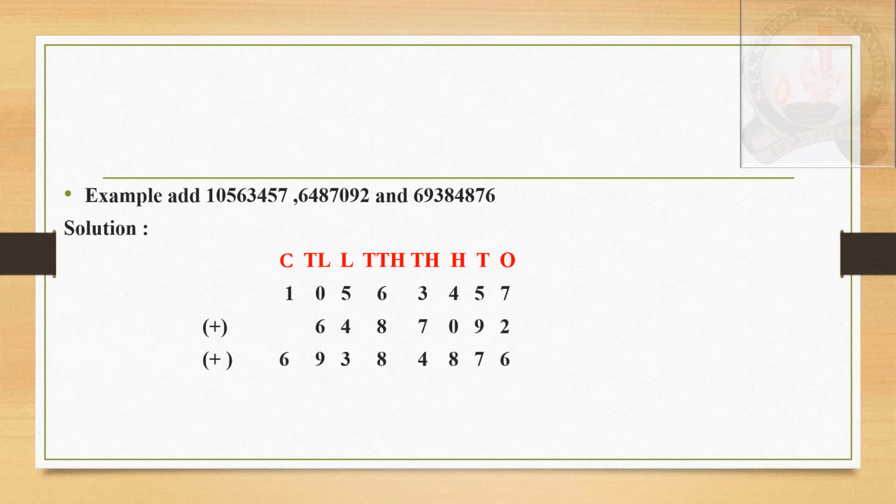Just write it. Okay, now we need to add these 3 numbers. So children, I ask you one thing: from which digit onwards should we start to add? Yes, you're right. We should start from the ones digit. Here it's 7. In this number 7 is the ones digit, in this number 2 is the ones digit, in this number 6 is the ones digit.